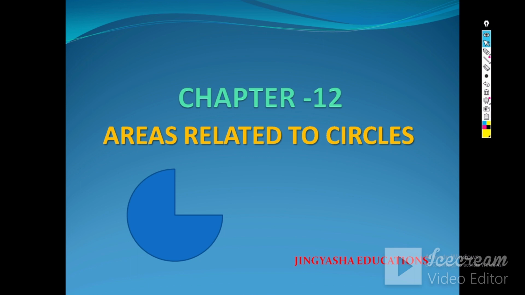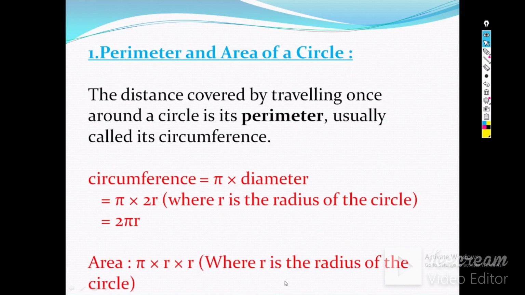In this video, we will discuss chapter 12 of NCERT of class 10th, and the topic is areas related to circles. First, we will discuss the perimeter, and then we will discuss the areas related to some parts of a circle. So let's understand what is perimeter.